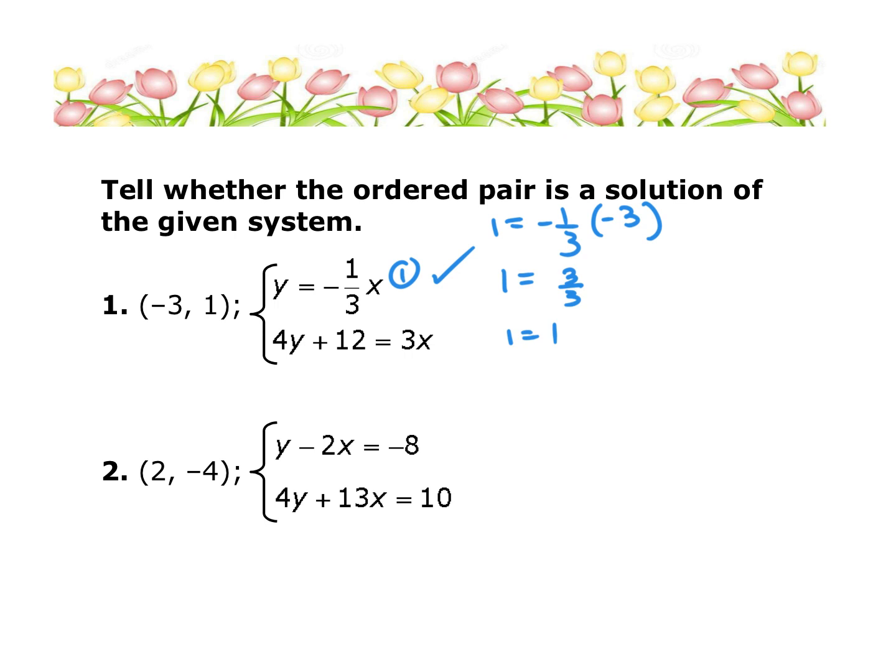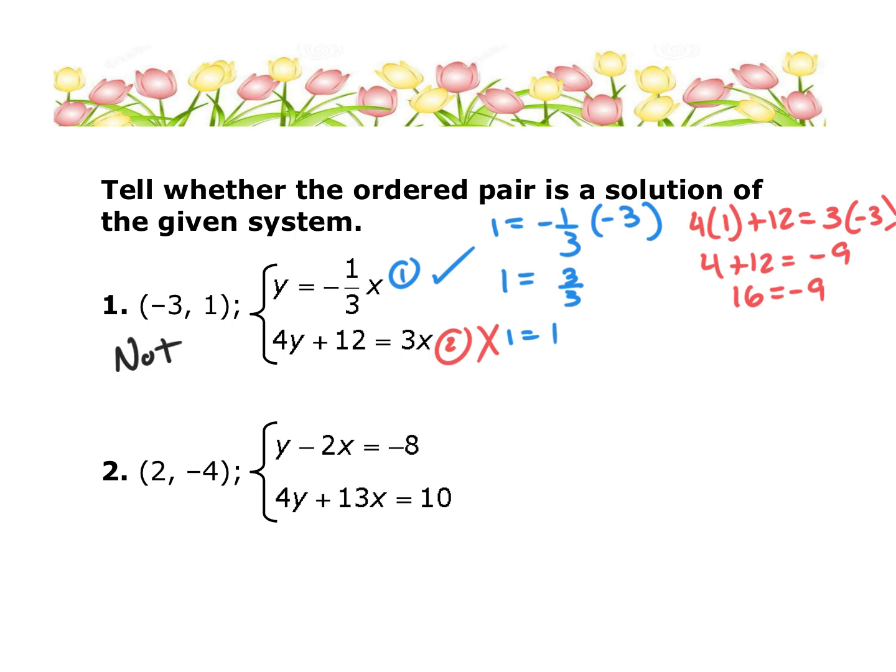Just plug it into the second to see if it's going to work. 4 times 1 plus 12 equals 3 times -3. 4 times 1 is 4, plus 12 equals -9. This is going to be 16 equals -9. So, no, it does not work. The second one doesn't work. If you happen to plug it into the second one first and notice it wasn't true, you could have stopped there. I plugged it into the first, which just happened to work, so it is not a solution for this system of equations.